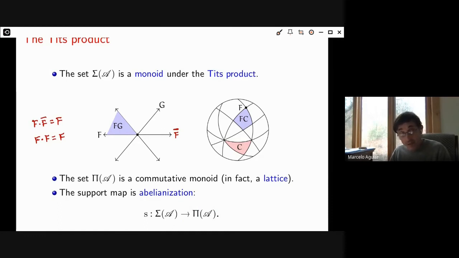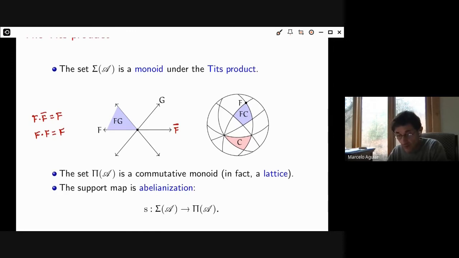It is very close to being a lattice because it satisfies this property that every element is idempotent. This is a property that is, of course, satisfied by lattices when you view them as monoids, because the operation is the join. That remains true at the level of the Tits monoid, the monoid of faces. What ceases to be true when you go from flats to faces is the commutativity of the operation. The operation is no longer commutative when you look at sigma of A, the set of faces. But roughly, one can think of this as a non-commutative lattice of sorts.